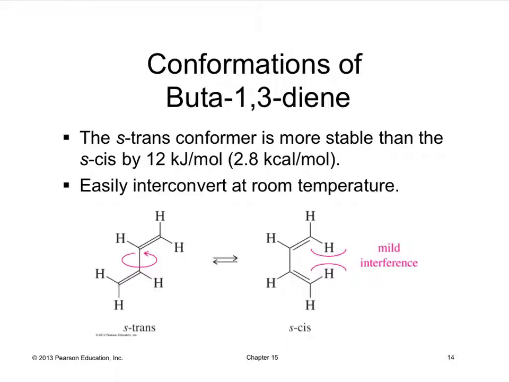If we look at conformations of butadiene, you have the S-trans conformer, which is shown here, right? It's in the trans state. This is more stable than the S-cis, shown here, by 12 kilojoules per mole, or 2.8 kcal per mole. And they're easily converted at room temperature. The reason why the S-cis is less stable is because of the steric interference shown here.